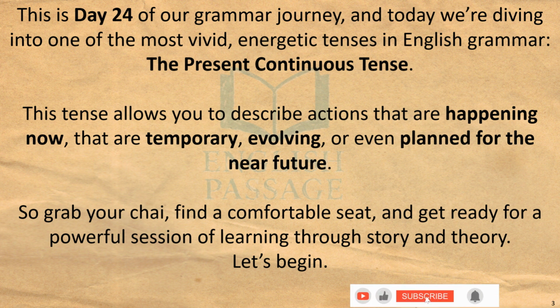This is day 24 of our grammar journey, and today we're diving into one of the most vivid, energetic tenses in English grammar, the present continuous tense. This tense allows you to describe actions that are happening now, that are temporary, evolving, or even planned for the near future. So grab your chai, find a comfortable seat, and get ready for a powerful session of learning through story and theory. Let's begin.